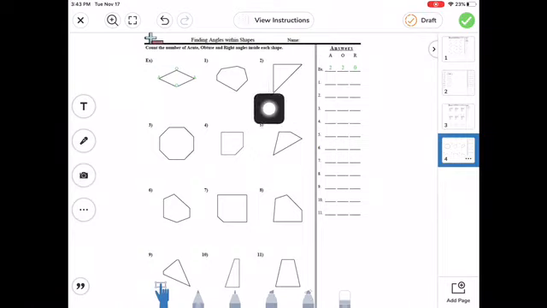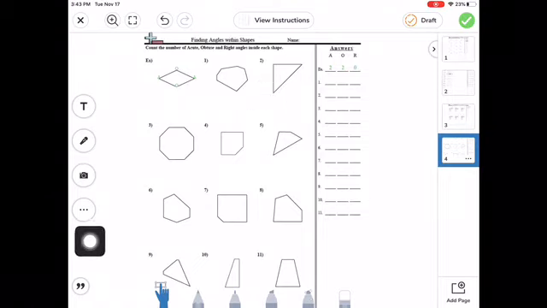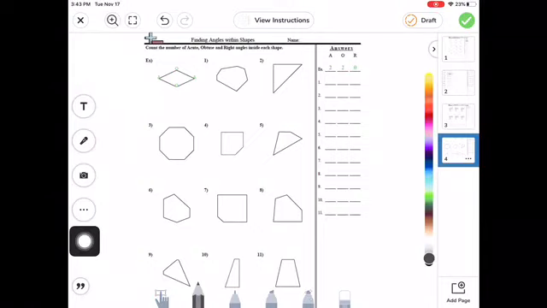Well, this is number 2, so I'm going to find the line for number 2 down here. I'm going to use my pencil on this one, and on the acute, I am going to write a number 2. You can use the typing feature if you would like. That would be perfectly fine. I'm just trying it out with my finger.